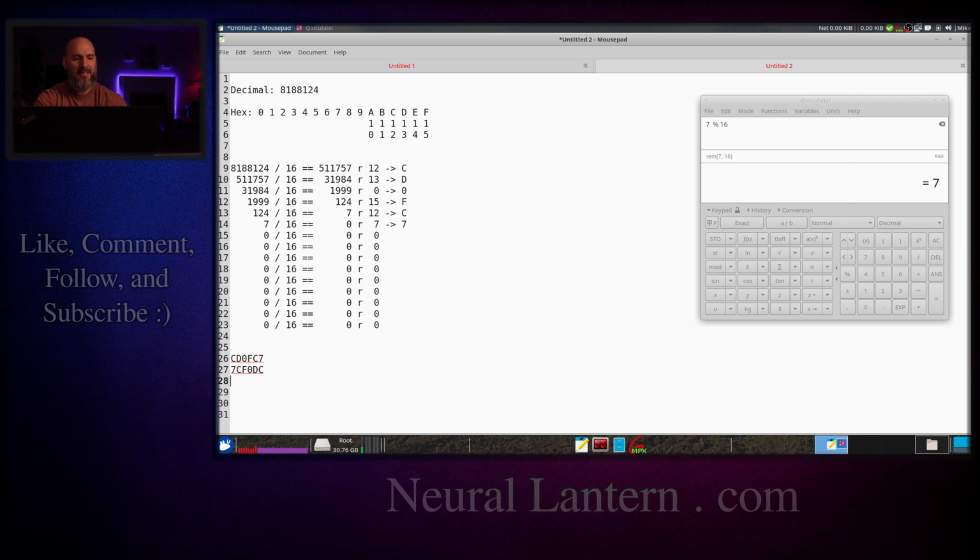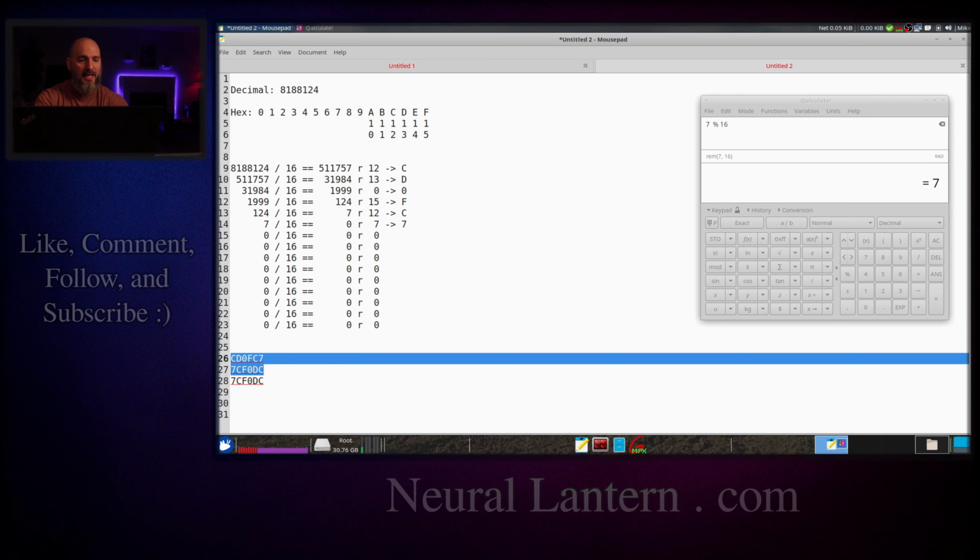7C-F0DC. Okay, great. Now let's double check, because it's always a great idea to check your work in different ways with different methods to decrease the possibility that you're accidentally wrong. So now I'm going to go from bottom to top and see if it's the same thing. 7C-F0DC. Does it match? Yes. So now I'm pretty confident that I have the right answer.